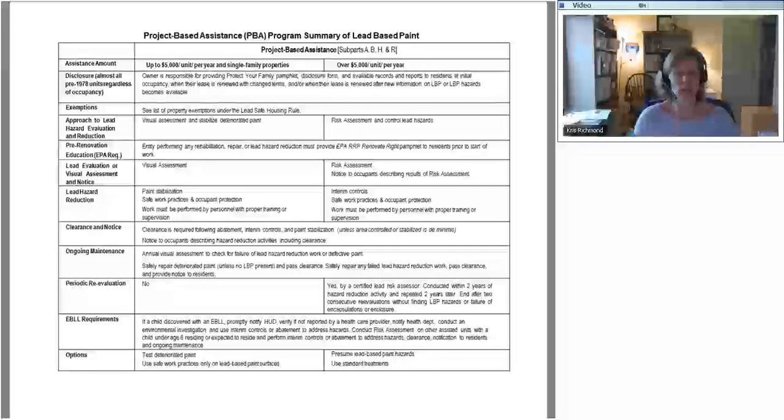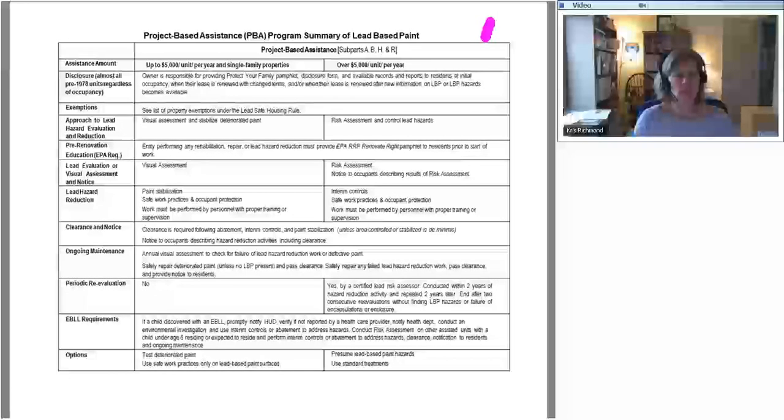And so we need someone who's trained as a visual assessor. That's that free HUD online training. So we want to have someone, can be their own staff, who's trained as a visual assessor. And then if you're over $5,000 per unit per year, that evaluation is then a risk assessment. So we need to have someone who's trained as a risk assessor to be able to do that risk assessment. They're assessing the paint, the dust, the soil lead hazards, and they're providing recommended mitigation options.